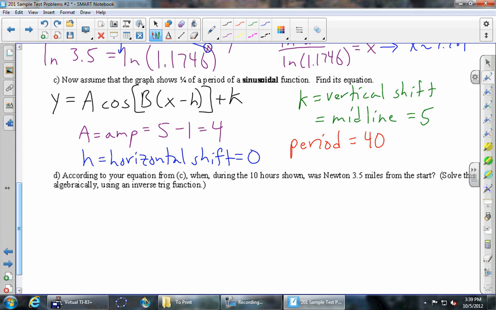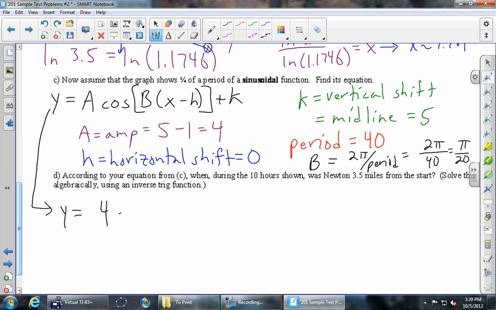And then we just need to bring in another formula to get b. Turns out b is always equal to 2 pi divided by the period. 2 pi divided by 40, which reduces to pi over 20. So that's the value of b. So putting it all together, we get y equals, okay, a we said was 4, cosine of b we said is pi over 20, x minus h we said is 0, that was our choice, and then plus k at the end, k is positive 5.